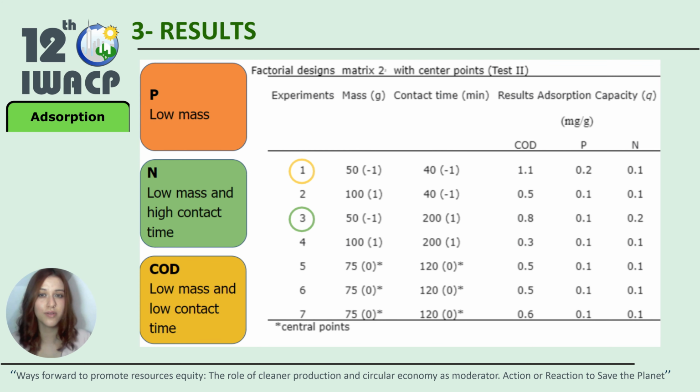For the second round of tests, where we worked only with mass and contact time, it was observed that in the case of phosphorus, a low mass had the best results, and contact time didn't seem to have a significant impact. For nitrogen, the best interaction was low mass and high contact time, with the best results for experiment 3. For COD, the best was experiment 1, with low mass and low contact time.